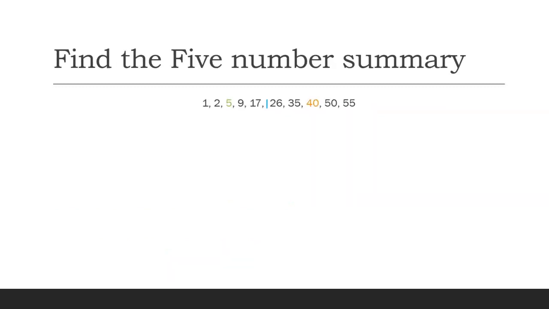So here you have some numbers, and you need to find the 5-number summary. So first of all, the median or the second quartile is the easiest to find. You need to add up your middle 2 numbers and divide by 2 since this is an even amount of numbers, and your median is 21.5.